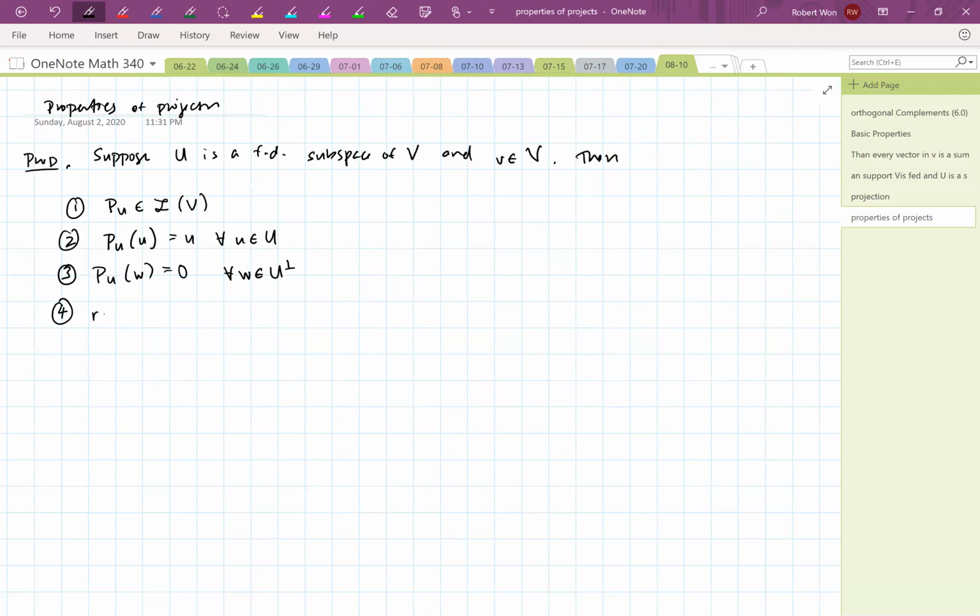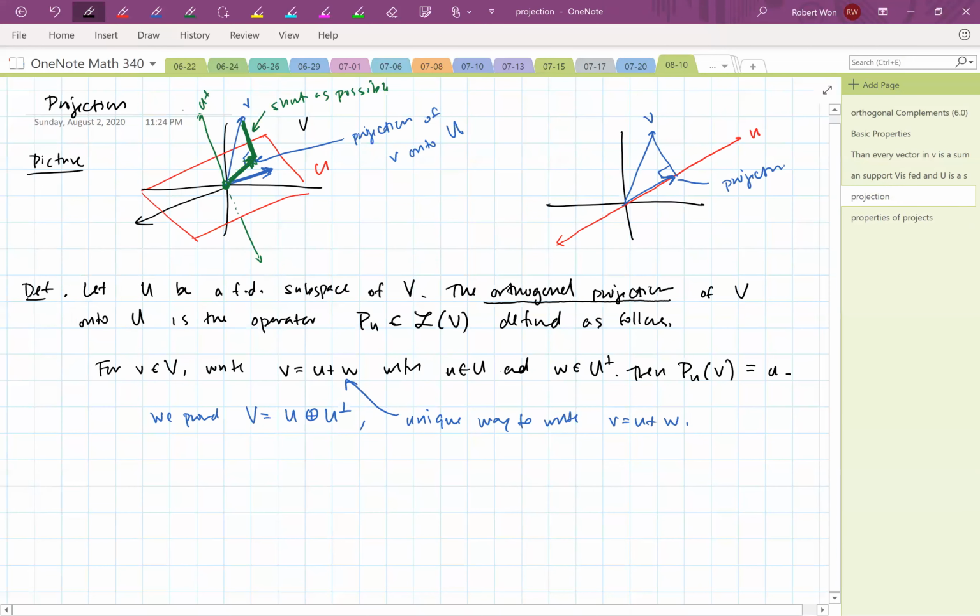4, the range of this linear transformation, that should just be all of U, right? What can you get out of projection onto vectors in U? You should be able to get everything in U. The null space of this thing, right? Which vectors get projected to 0? Well, based on this increasingly complicated picture, it seems like maybe it should be the orthogonal complement of U, which is exactly correct.